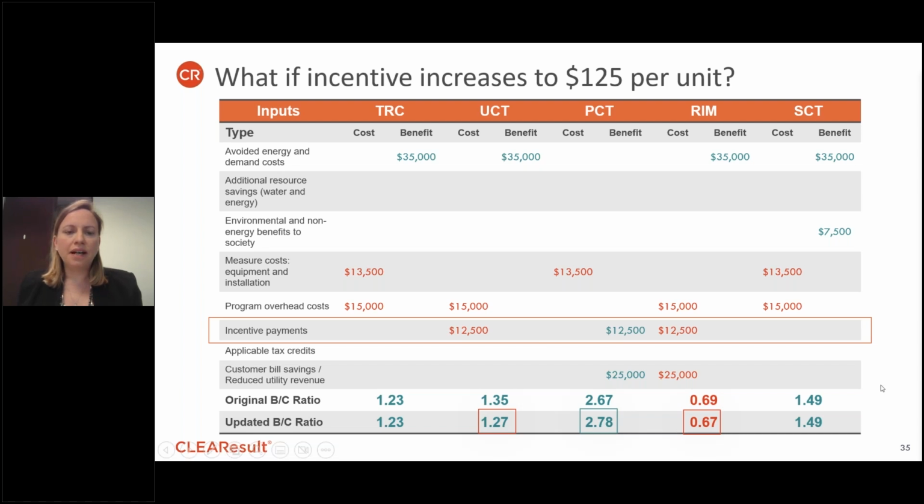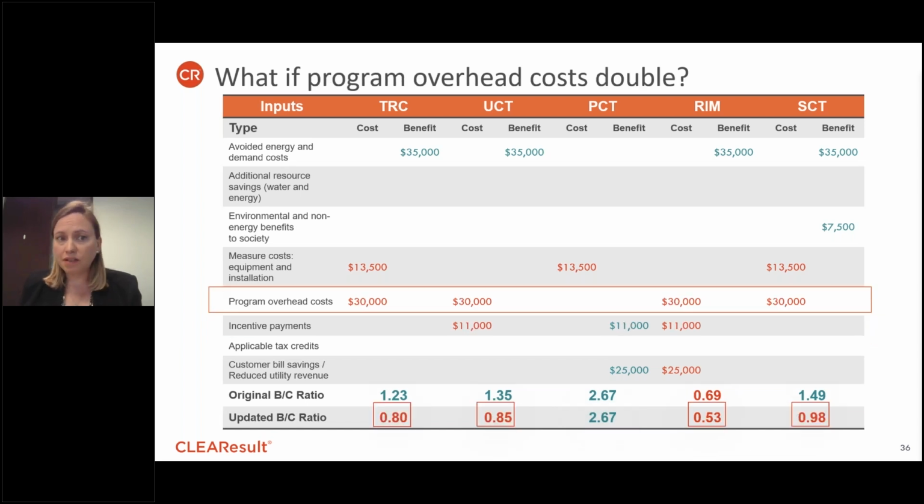So let's say you wanted to consider another design change in your program, and you're thinking, I really want to leverage this opportunity to do a lot of heavy touch with my customers. And to do that, I'm going to have to increase my program admin. I've got to do more marketing and I've got to do more outreach. But to do that, I've got to double my program overhead costs.